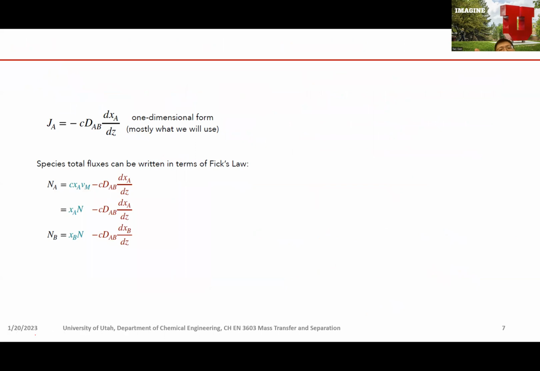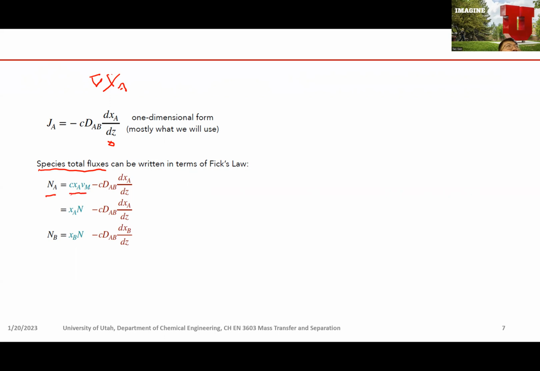So then, in the 1D case, we can simplify the equation. We can use a derivative to replace the gradient, right? If we only consider one dimension, and let's say in this dimension we use Z to describe the location, we can just reduce grad XA to dXA/dZ. Now we can rewrite the total molar flux equation by plugging in Fick's law for the total flux of A, right?